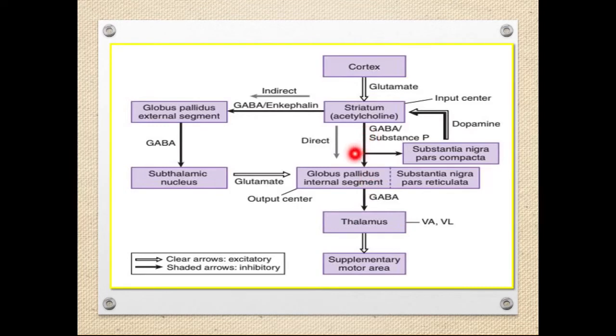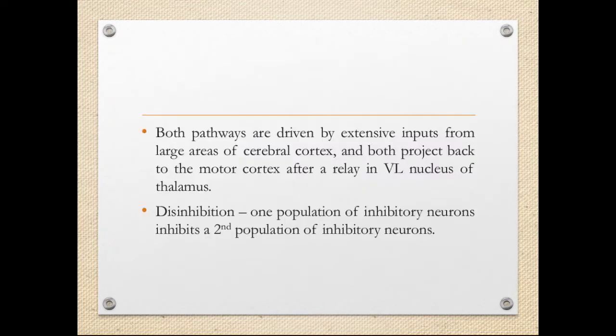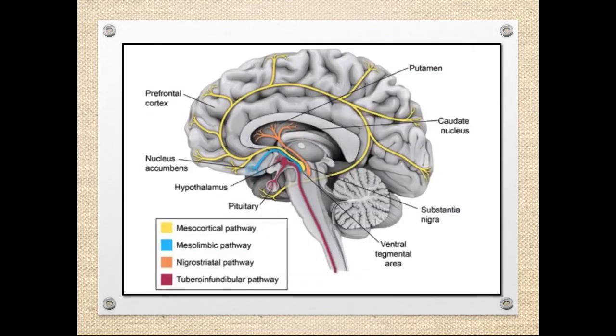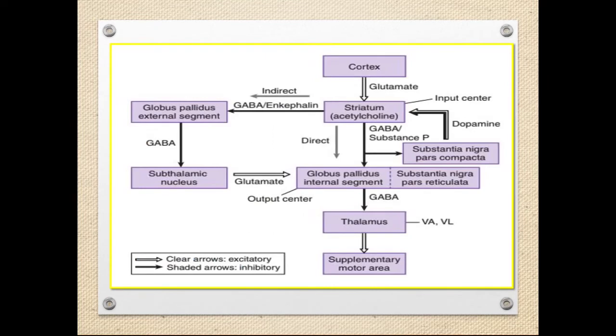There is one term that is called disinhibition. What is disinhibition? It is when one population of inhibitory neurons inhibits a second population of inhibitory neurons. That is what is happening in this direct pathway. How? One population of inhibitory neurons happens to be the striatum. It inhibits the second population of inhibitory neurons, and that second population of inhibitory neurons in this pathway happens to be of globus pallidus internus.